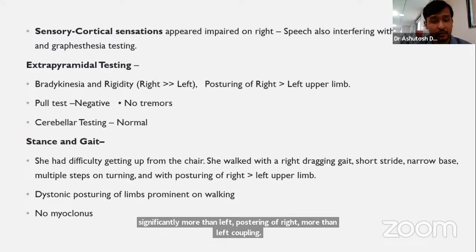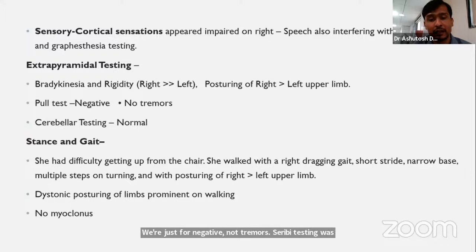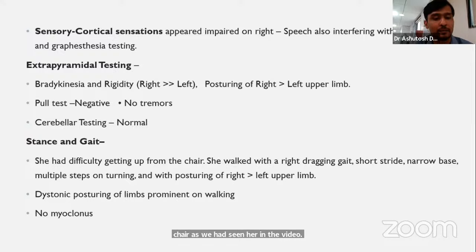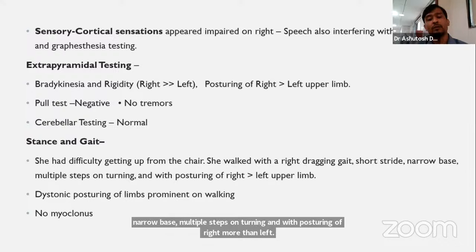Pull test was negative, no tremors, cerebellar testing was normal, and she had difficulty getting up from the chair, as we had seen in the video. She walked with a right dragging gait, short stride, narrow base, multiple steps on turning, and with posturing of the right more than left upper limb. Dystonic posturing of the limbs was prominent on walking, and there was no myoclonus.